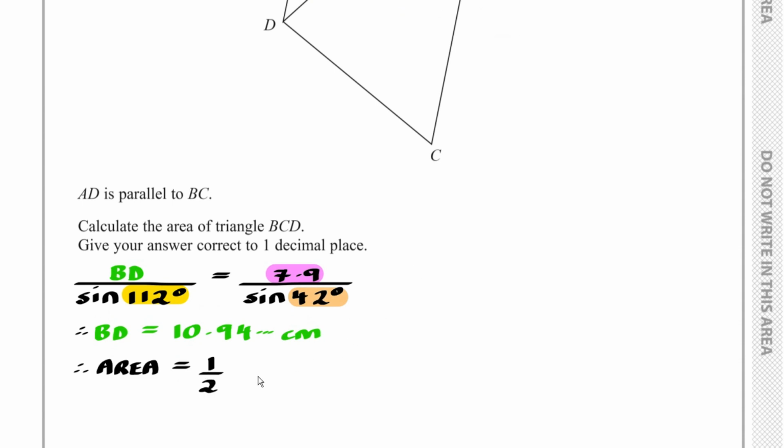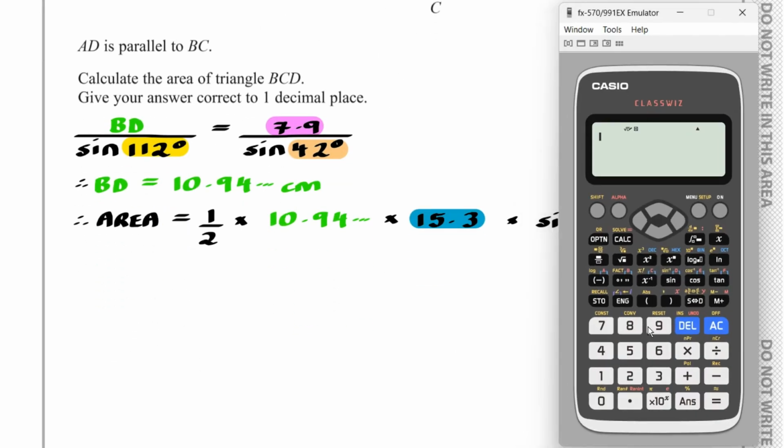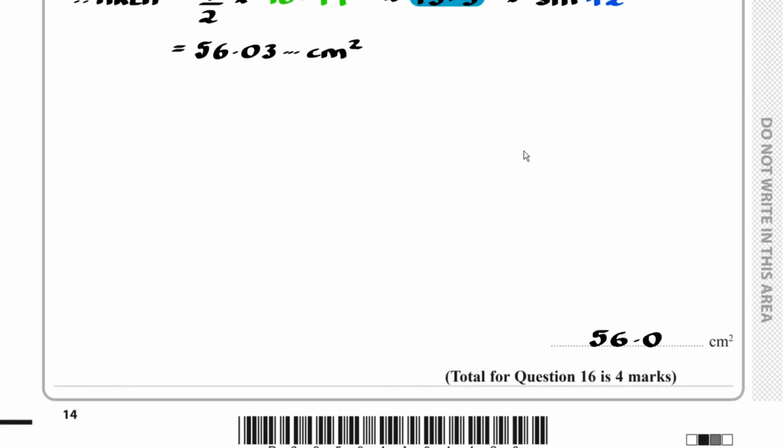The area of the triangle is a half multiplied by the 10.94, etc., multiplied by the 15.3, multiplied by the sine of 42. So I've got a half multiplied by the 10.94, multiplied by 15.3, multiplied by the sine of 42, which is 56.03, etc. centimeters squared. So to one decimal place, we have 56.0 centimeters squared.